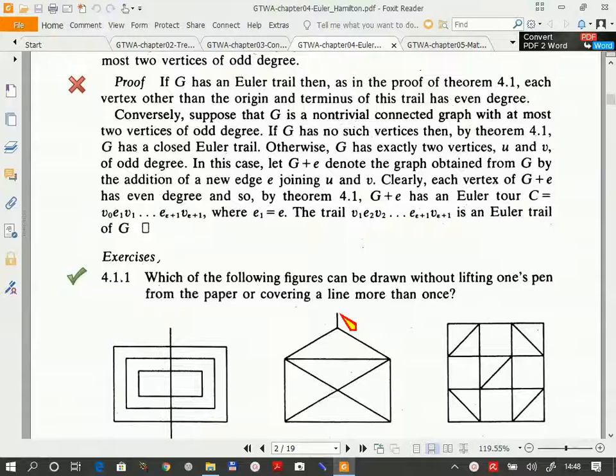So, if I have an Euler trail, I complete the Euler trail, if I was so wise to start from a vertex of odd degree, otherwise I cannot. Okay, and if I have an Euler tour, I complete the Euler tour by Fleury's algorithm.